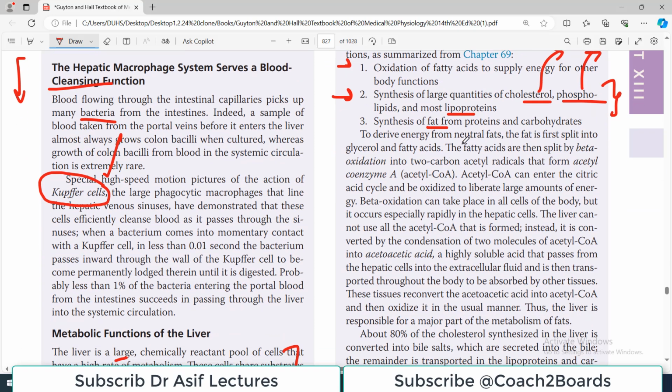To derive energy from neutral fats, the fat is split into glycerol and fatty acid. That's the normal metabolism. The fatty acids are then split by beta oxidation into two-carbon acetyl radicals that form acetyl-CoA, and it then enters the citric acid cycle to give you NADH, which later on gives you ATP. The liver cannot use all the acetyl-CoA that is formed.